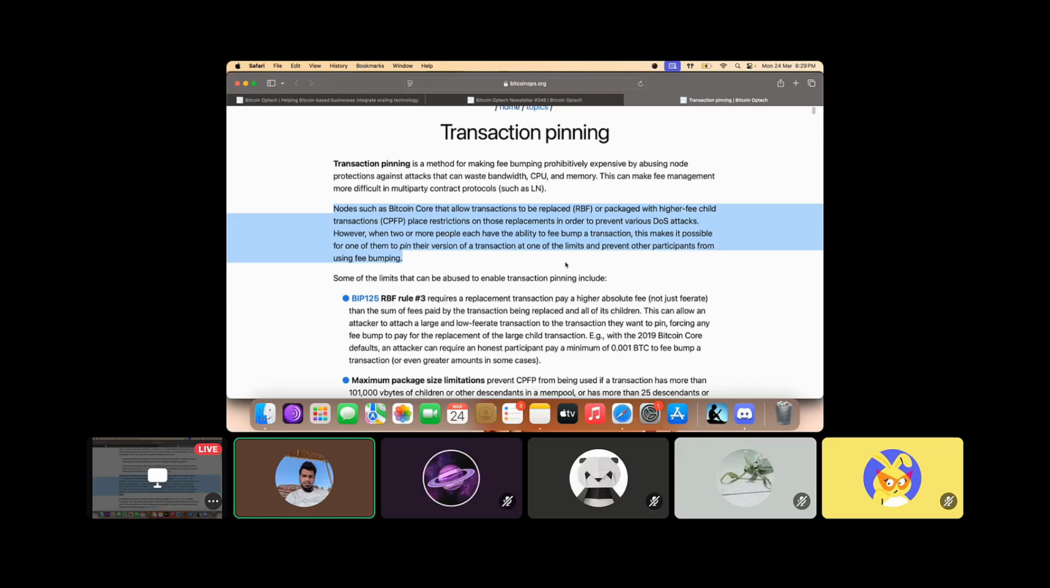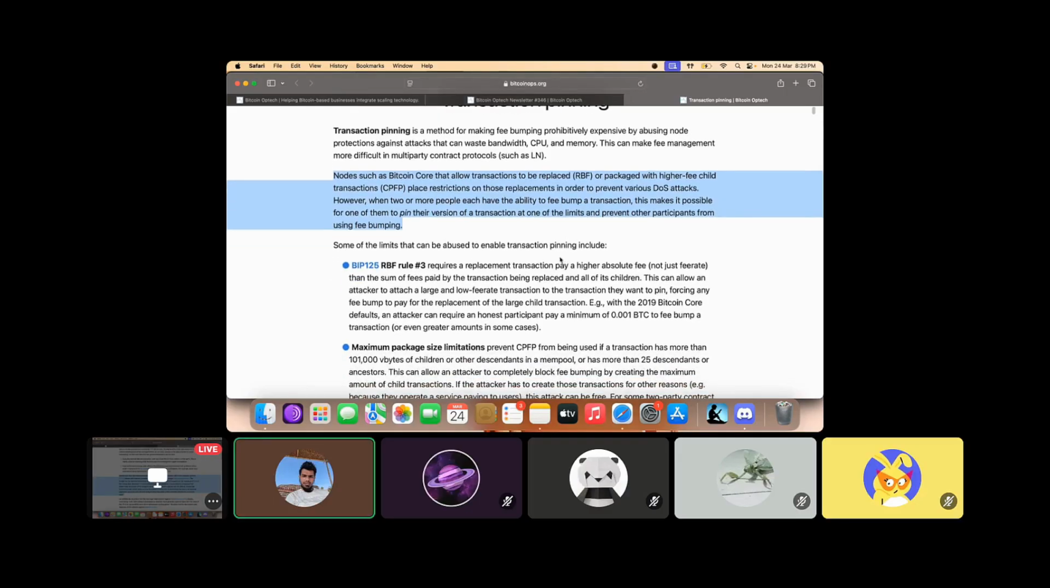However, when two or more people each have the ability to fee bump a transaction, this makes it possible for one of them to pin their version of a transaction at one of the limits and prevent other participants from using fee bumping. Right? So, what's a pinning attack in short?